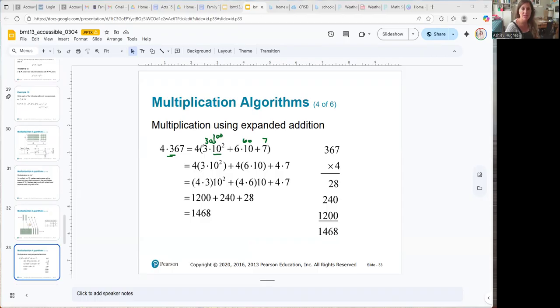So they're saying I'm going to take 4 times 3 times the 100, which is 1200, and then 6 times the 10, which is 4 times that. So that's 240. And then 4 times 7 is 28. And then you add them all together.